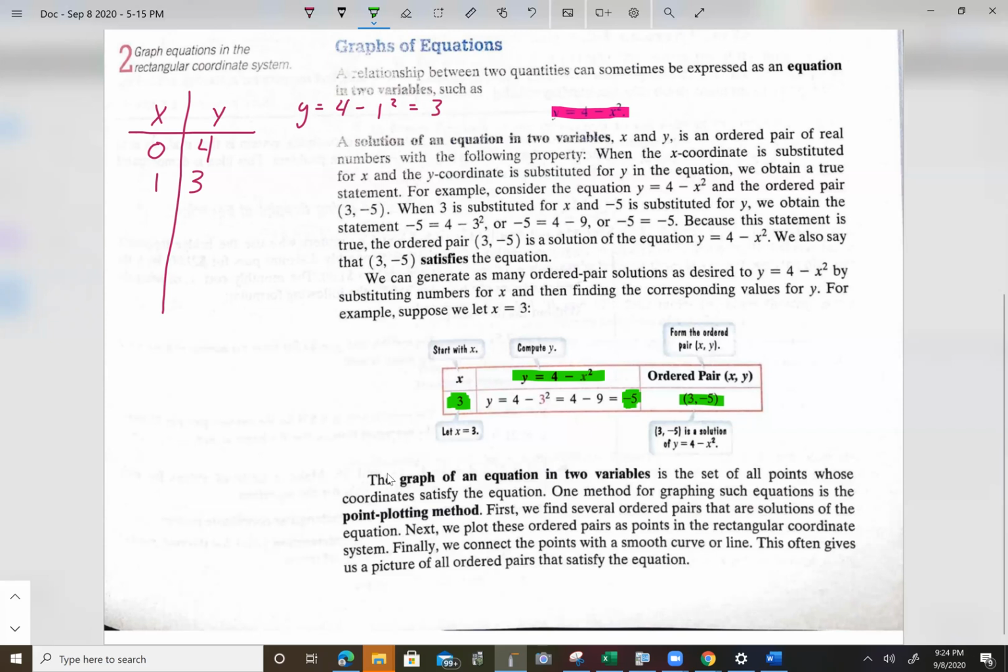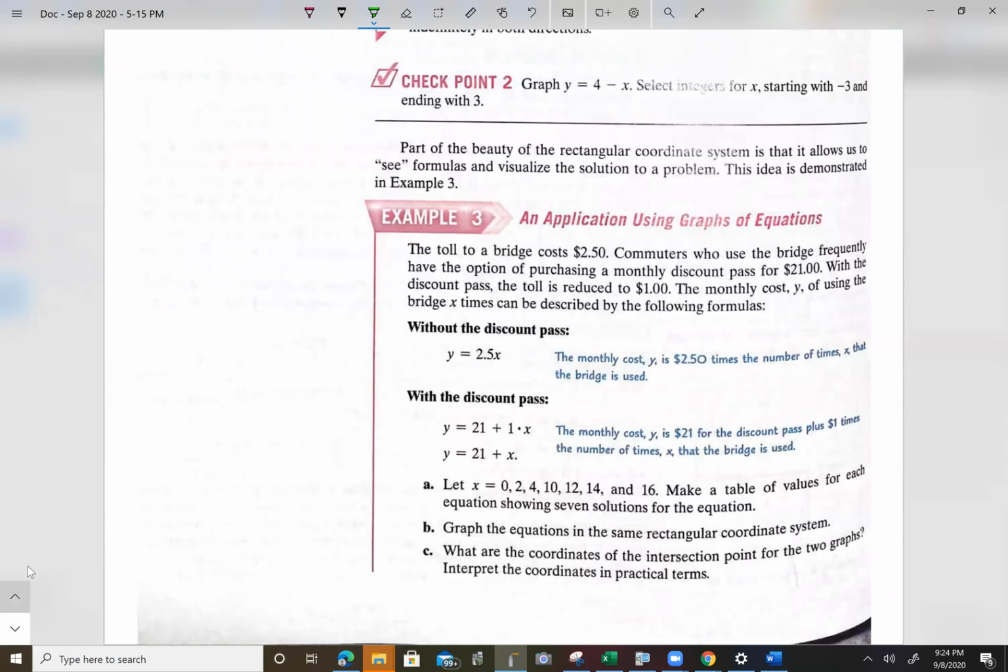Okay, this is a great little definition. The graph of an equation in 2 variables is the set of all points whose coordinates satisfy that equation. So any graph is the set of all points that satisfy that. Most of the functions that we look at go on forever, positively and negatively. So the graph of that is going to be an infinite amount of points.